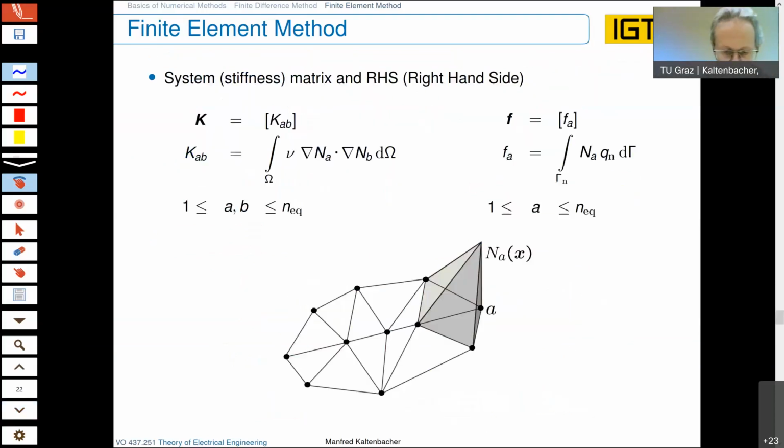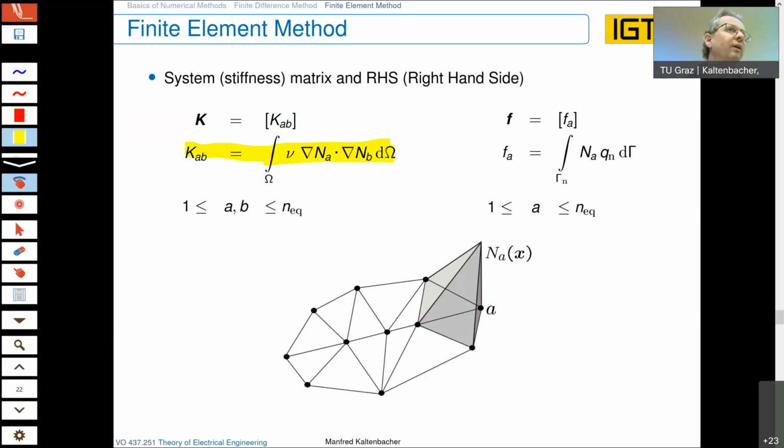So now going into some details, it's clear. Let's have a look. The system matrix has a lot of entries. It depends how large your mesh is, how many nodes you have in your computational mesh. But each entry at the position AB is computed via this volume integral. You have to evaluate there your material parameter nu. You have to evaluate there the gradient of the basis function. Well, we don't know currently what the basis function looks like.